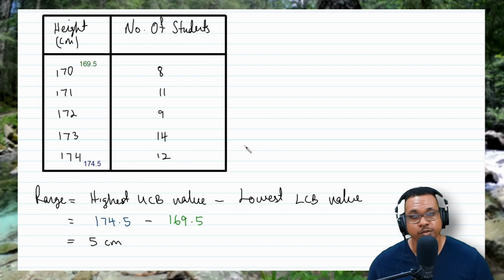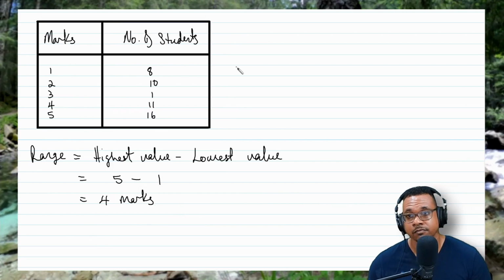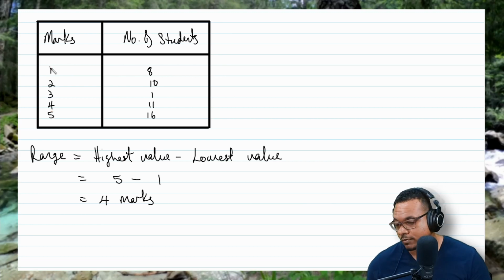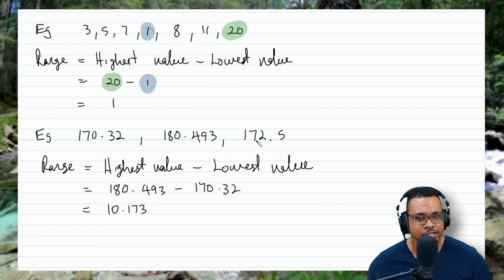So that's the difference when you're working out the range. When you have a continuous variable for frequency data, it's the highest upper class boundary value take away the lowest lower class boundary value. When you have frequency data and a discrete variable, it's just the highest value take away the lowest value. And of course, if you just have raw data, you're just looking for the highest value and the lowest value and taking them away. Whether you have whole numbers or decimals, it doesn't matter: highest value take away the lowest value. And that will bring us to the end of this video.